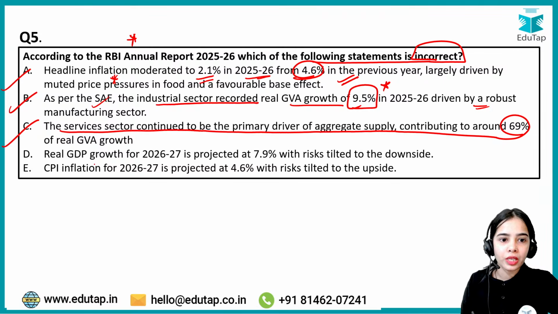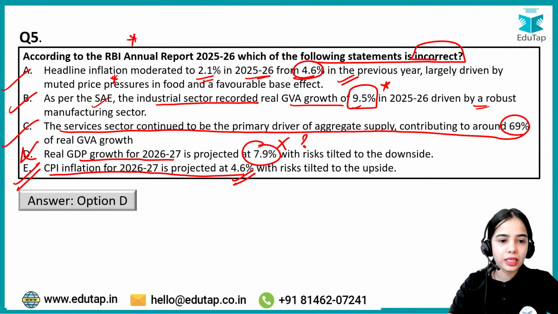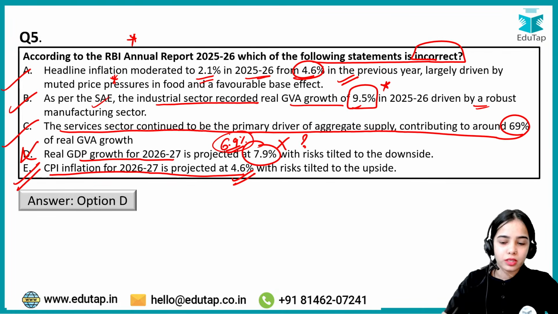This is also correct. Real GDP growth for 2026-27 is projected at what percentage? This is wrong. The CPI inflation for 2026-27 is projected at 4.6%. This is correct. So D is incorrect because the real GDP growth for 2026-27 is projected at 6.9%. Okay. Now, yes, it is projected at 6.9%.